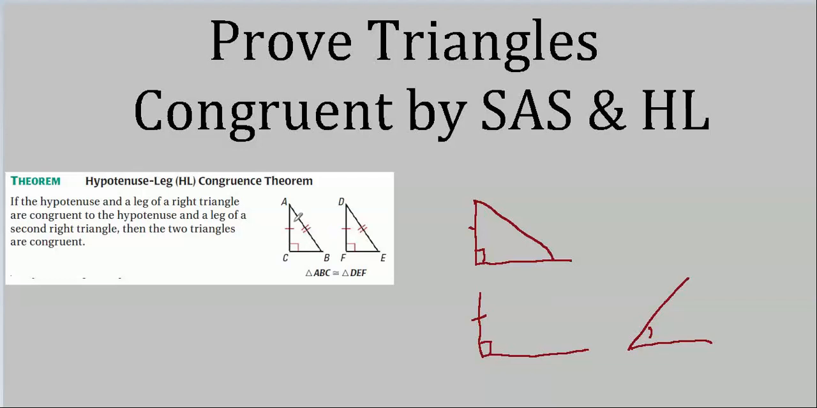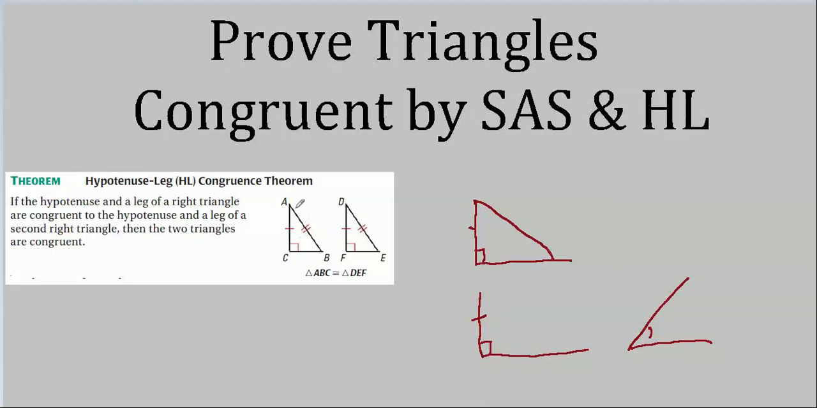So, for right triangles, you could say there's a leg-leg theorem, because if this leg is congruent to this leg, and this leg is congruent to this leg, then the triangles must be congruent, because we already know the angle in between is congruent by the fact that it's a right triangle. So a leg-leg theorem would be kind of redundant.